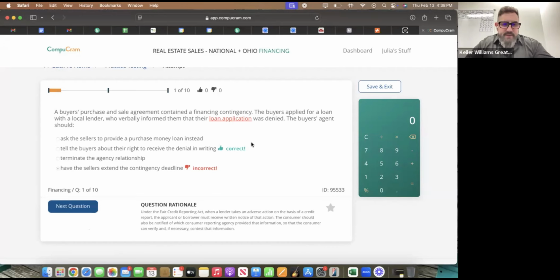So the correct answer was tell the buyers about their right to receive the denial in writing. Under the Fair Credit Reporting Act, when a lender takes an adverse action on the basis of a credit report, they are required to inform the applicant in writing. So if you've ever done a credit report for anything, whether it's a house or a car, you can notice in the mail in writing a few days later, letting you know why you were or weren't approved for said loan.